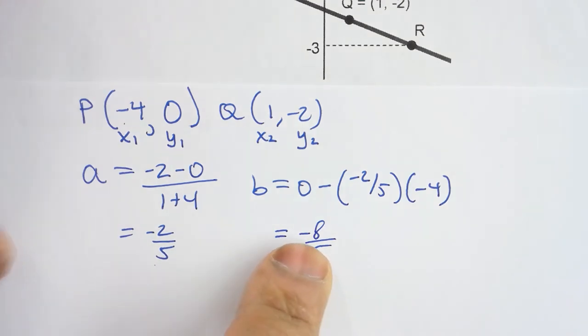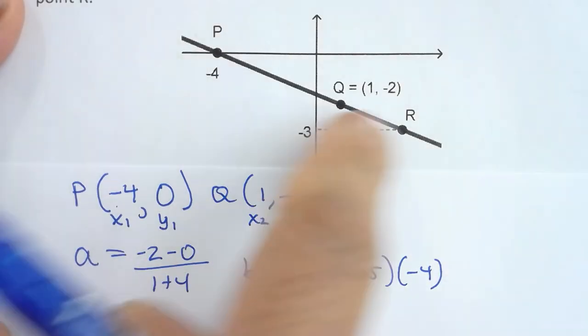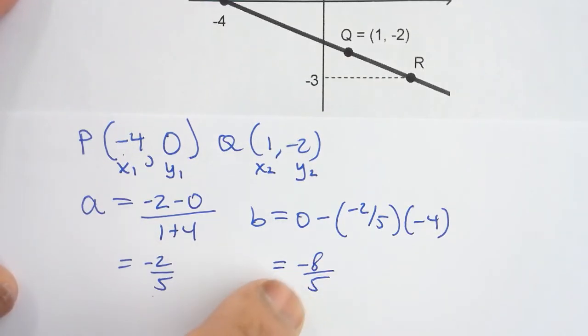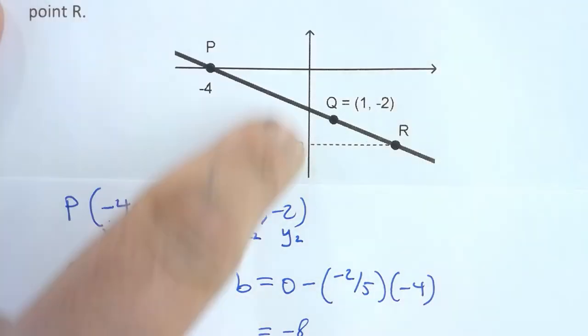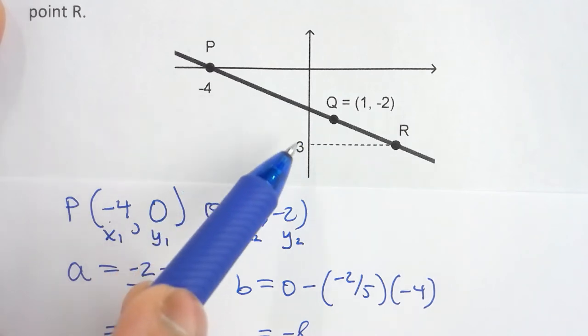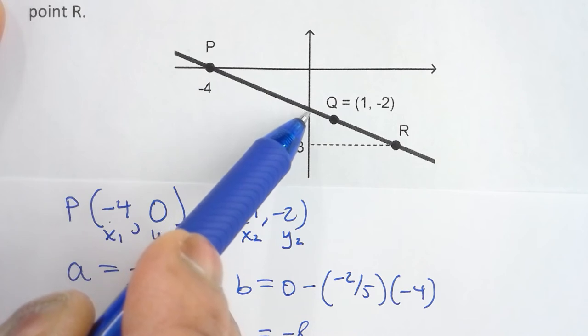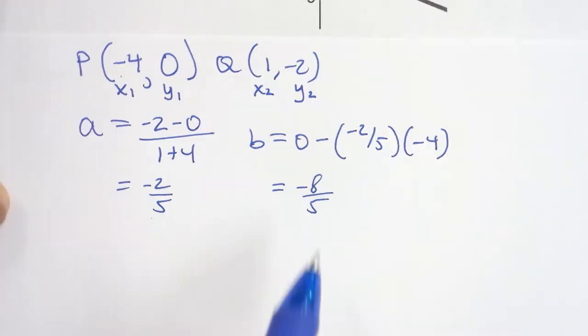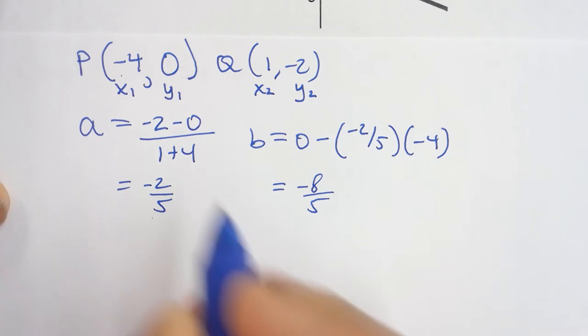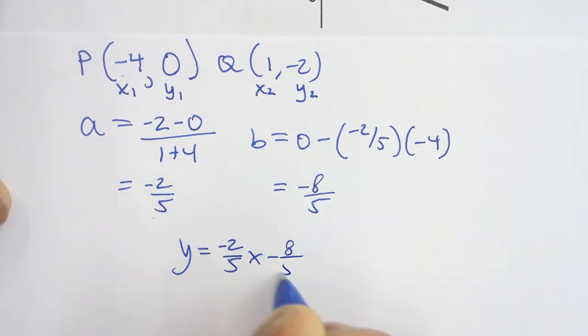And it doesn't hurt just to take a quick second, especially if you're hesitant about your numbers and whether or not you're right or wrong, just take a look at your diagram. Does it make sense that the B value is negative 8 over 5? That's negative 1.6. So does it make sense that it's touching the y-axis right here at negative 1.6? Yeah, it does. Because if that's negative 3, that kind of looks like it's about halfway-ish. So yeah, negative 1.6 makes a lot of sense. So there's your A and there's your B. My rule is y is equal to negative 2 over 5x minus 8 over 5.